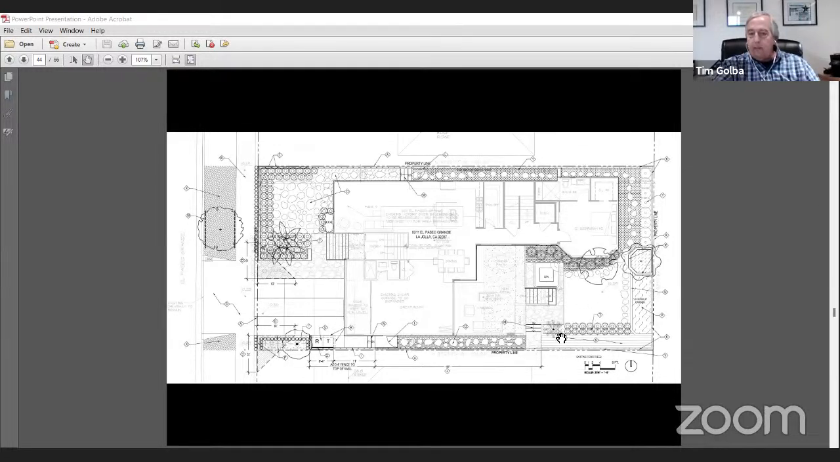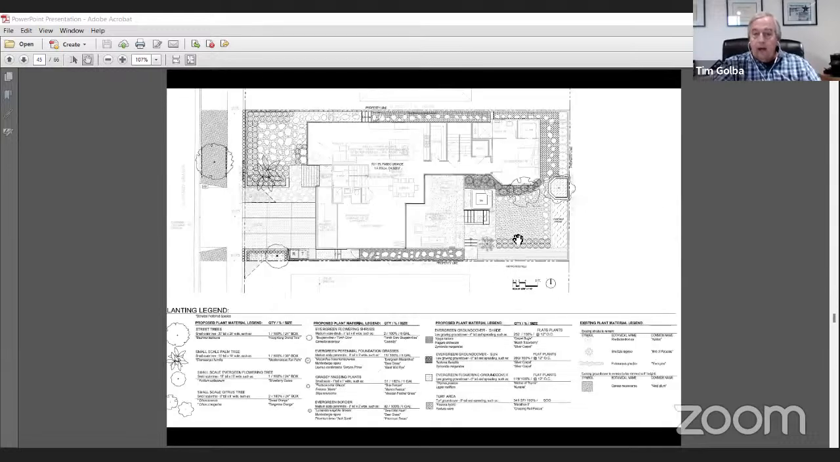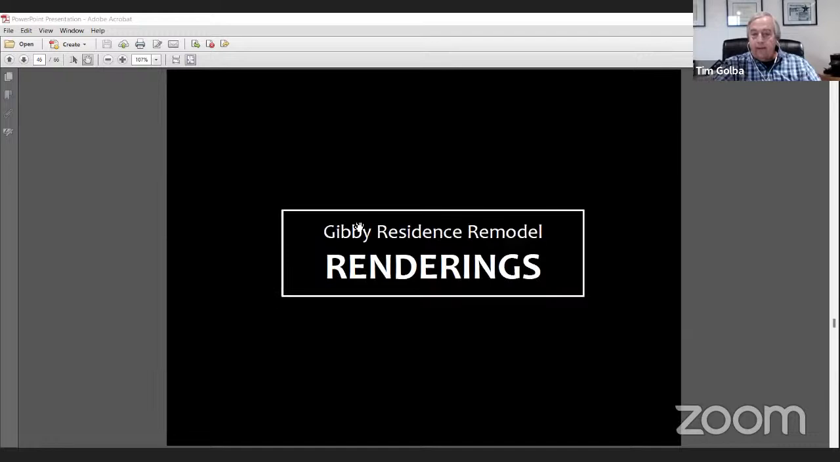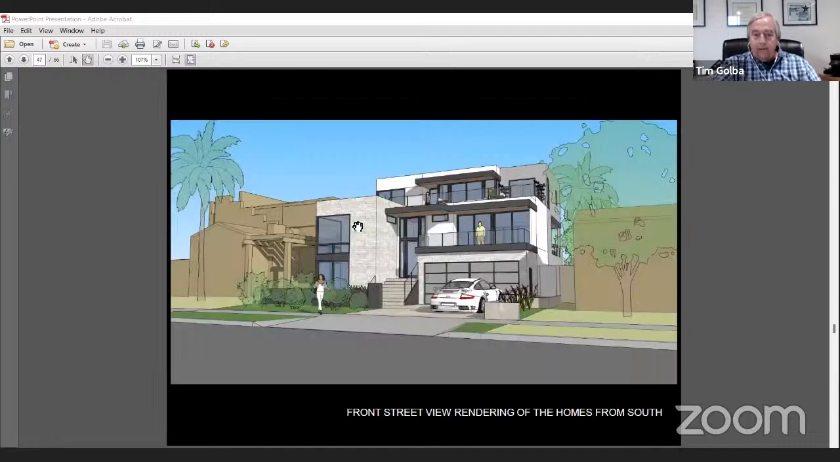Again, the intent is to keep the backyard pretty much as it is. We're putting a provision in for a spa and a barbecue, and that's it. So the rest would stay essentially the same. And that's just the planting plan, which shows it a little easier. I'll get into the renderings so we can get into these.